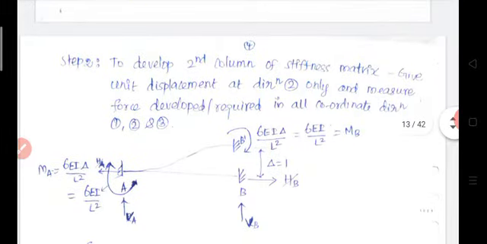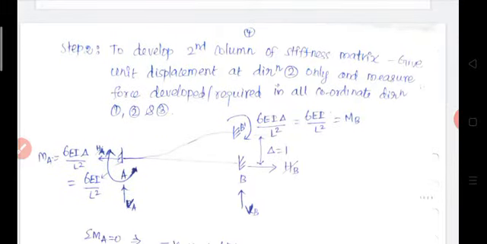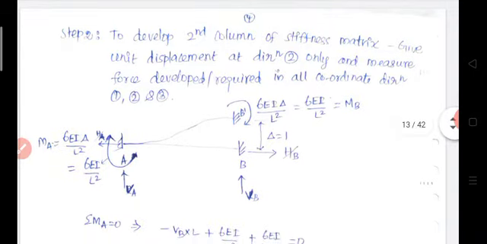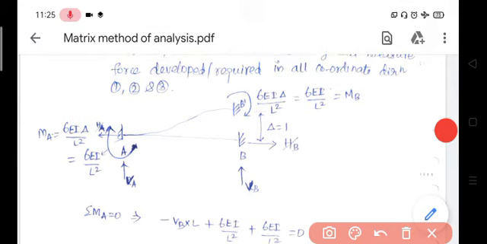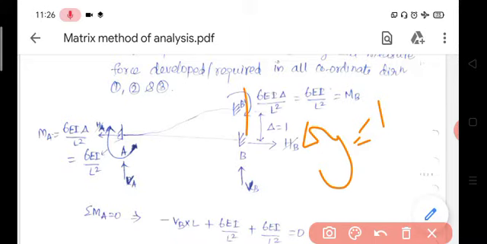Then step 2, to develop the second column of the stiffness matrix, give unit displacement in direction 2 only and measure the force developed and recovered in all the coordinate directions. Now we are going to develop the second column of the stiffness matrix. For this, we have to provide a shear displacement, that is delta y equal to 1. Now the support moves vertically upward. I assume the support moves in the vertically upward direction. Sinking means downward, in this case it is in the upward direction.